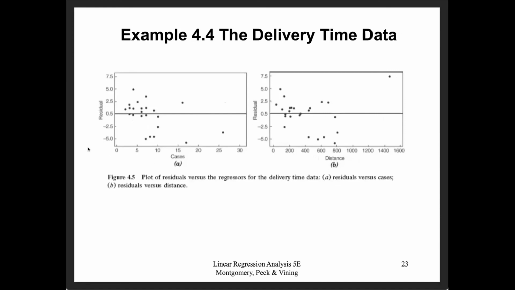Then in this plot, we have the residuals versus the regressors for the delivery time data. In this first graph, the horizontal axis is x1, the number of cases. In the second graph, the horizontal axis is x2, the distance walked by the delivery person. We really don't see too much of a pattern in either of these, so it does not appear that we would need to include higher order terms for either of those variables.